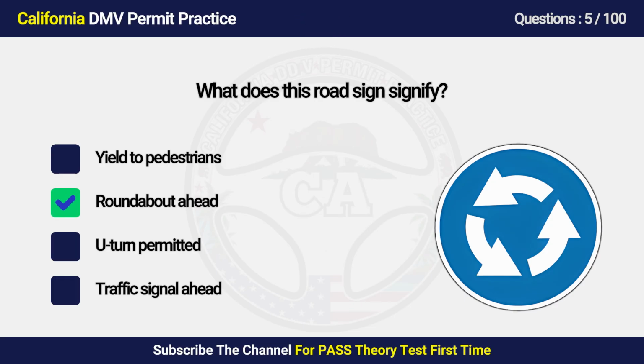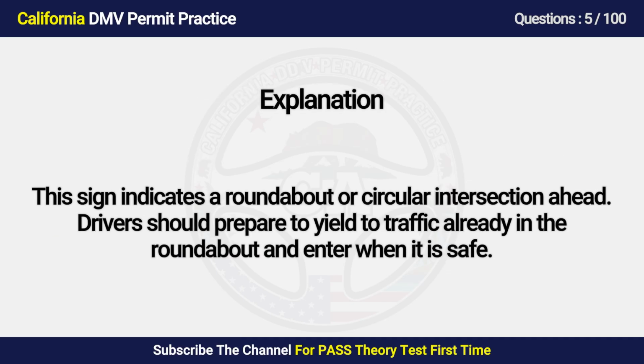Answer is B. Roundabout ahead. This sign indicates a roundabout or circular intersection ahead. Drivers should prepare to yield to traffic already in the roundabout and enter when it is safe.